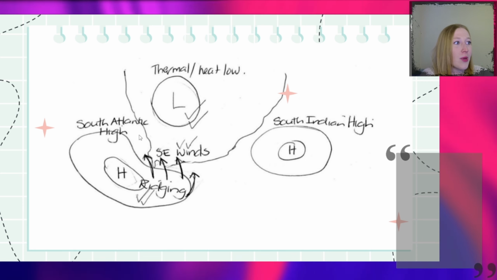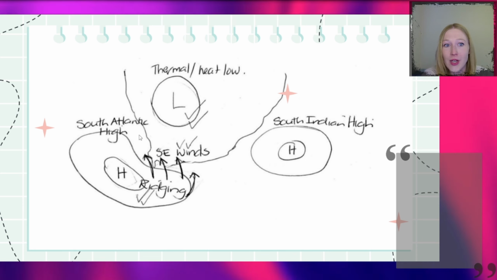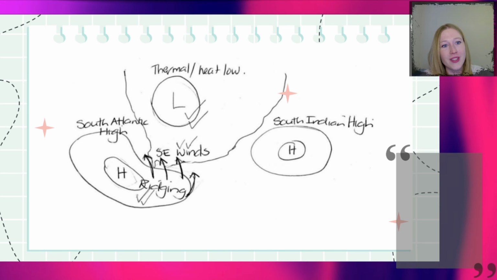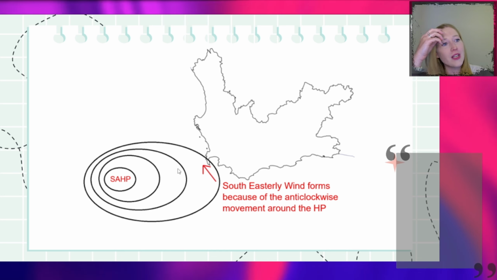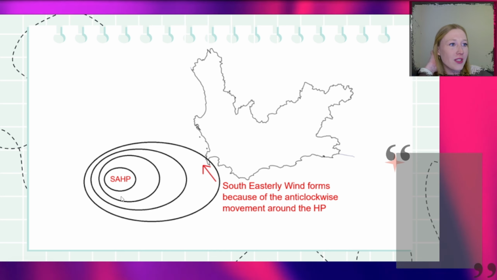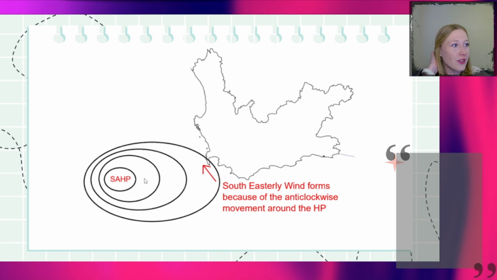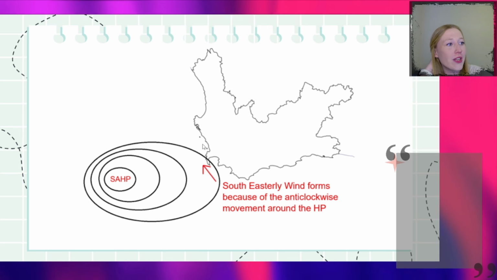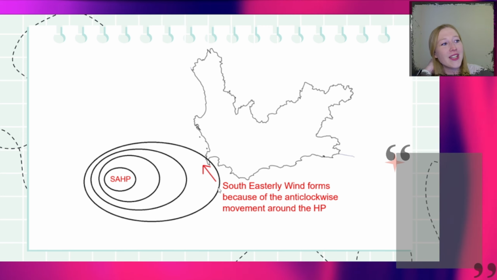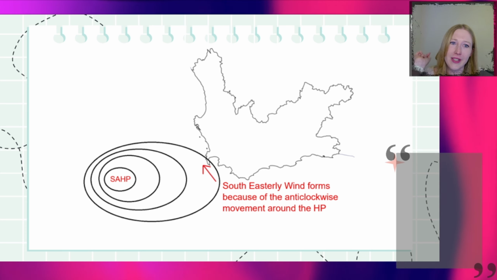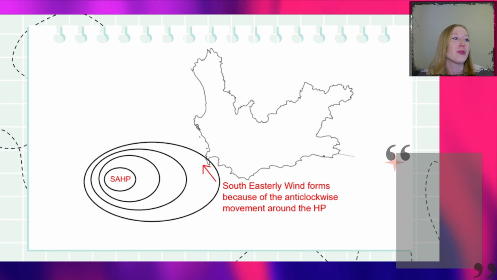So I have seen them ask a couple of times to draw diagrams to just explain how the Cape Doctor or the Cape Southeaster forms. And this is basically all they're looking for. They're just looking to make sure that you've got the South Atlantic high pressure over here, and then the wind blowing in an anti-clockwise direction that blows southeasterly over the Cape. It's referred to, I believe, as the Cape Doctor because it blows a lot of the pollution away from Cape Town.